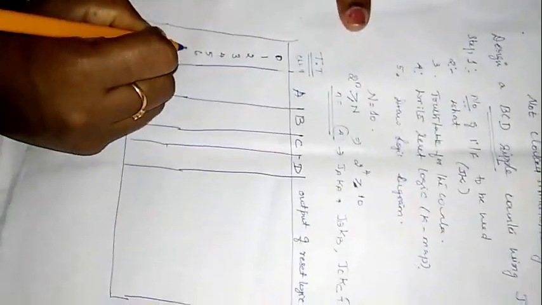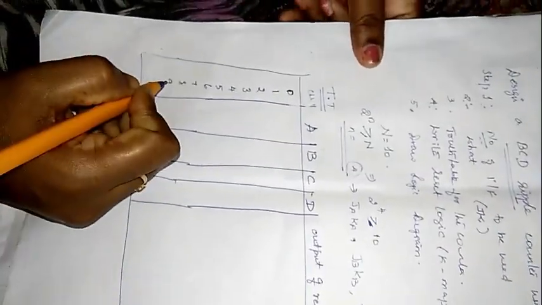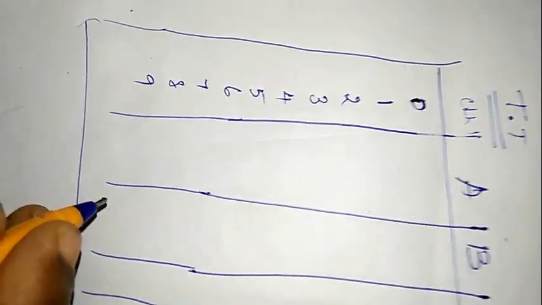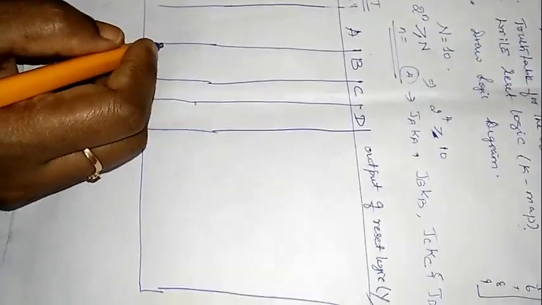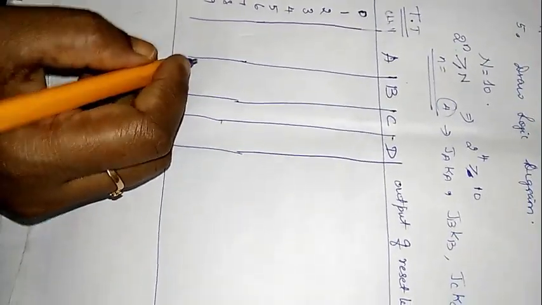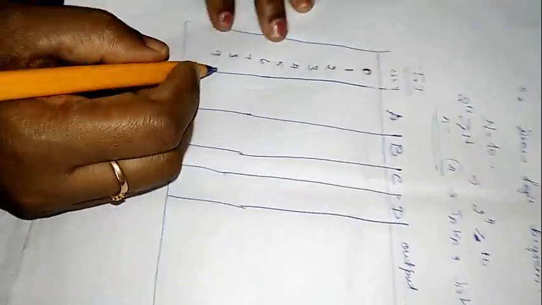Now the clock is 0, 1, 2, 3, 4, 5, 6, 7, 8, 9. These are the valid states because it is a BCD number. In case I ask you to design a mod 6 ripple counter, then 0 to 5 will be your valid states, and 6 and 7 will be invalid states. Anything for that matter has to be designed in the same methodology. Now 0 to 9 is my valid state.